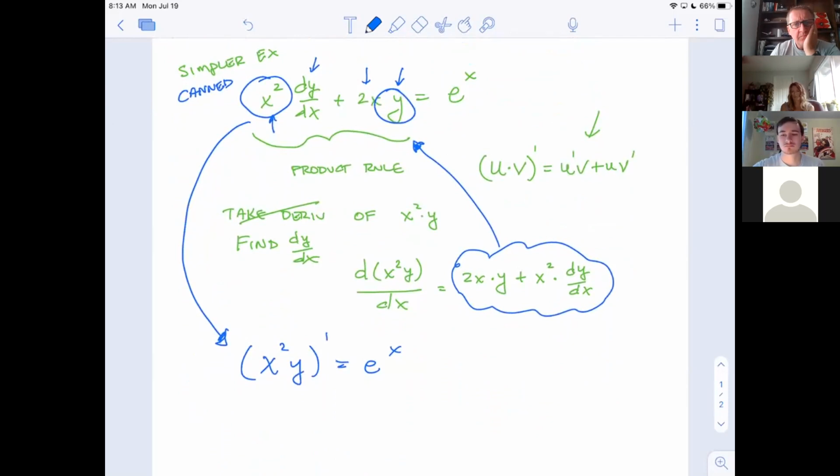X squared y prime equals e to the x. We can write that because of the green equation that it comes from, right? Exactly. That's exactly right. So I replaced this chunk up here. I didn't do anything to the e to the x side. I just replaced all of that. I said, hey, that happens to be the product rule having just been taken. And so I went backwards and said, let's unproduct rule this.